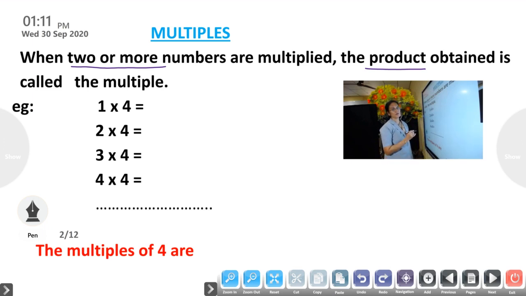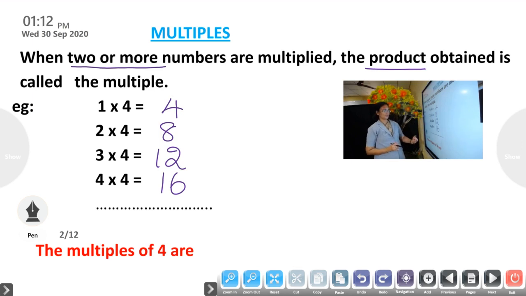What is 1 into 4? 1 into 4 is 4. Then 2 into 4 is 8. Then 3 into 4 is 12. And 4 into 4 is 16. Now it goes on. You can do 5 into 4, 6 into 4, etc. So 1 into 4, 4. 2 into 4, 8. 3 into 4, 12. 4 into 4, 16. It goes on.